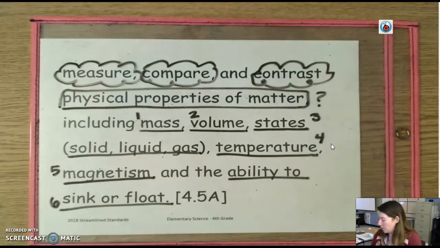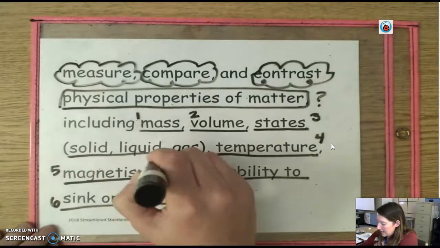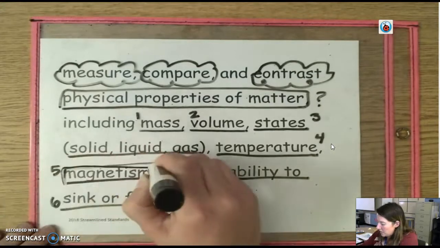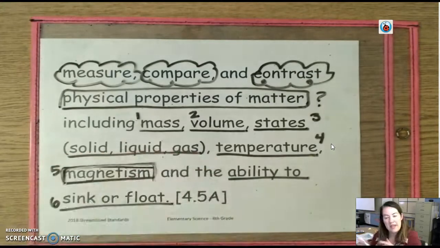Today, the only part we're going to focus on is magnetism. So we are going to be doing a virtual lab on the next slide where you guys are going to be testing different objects to see if they are magnetic or not. And you're going to be recording your information on a sheet of paper, separating them out between magnetic or non-magnetic. And then you're going to type in your answers and submit those to us.